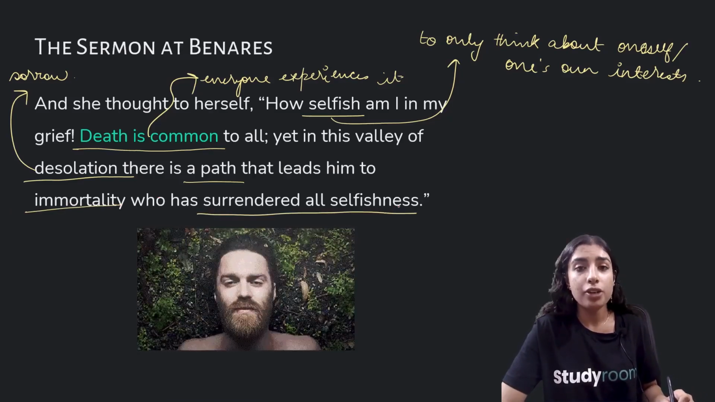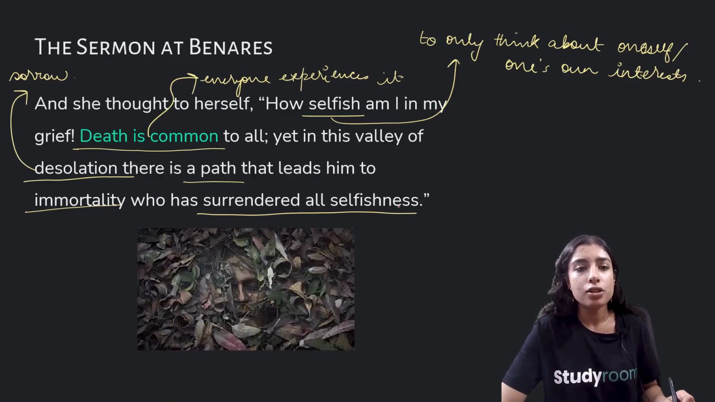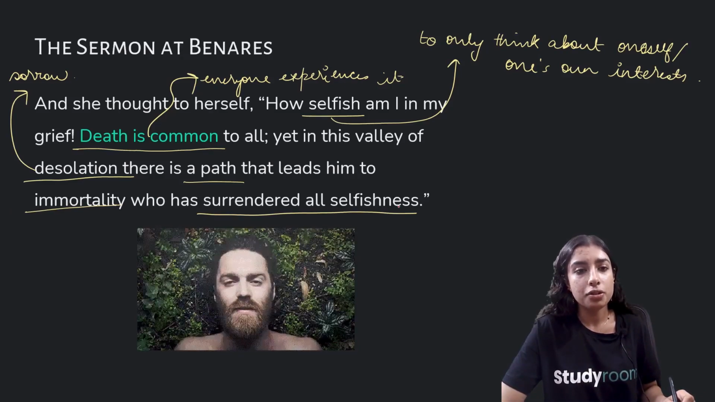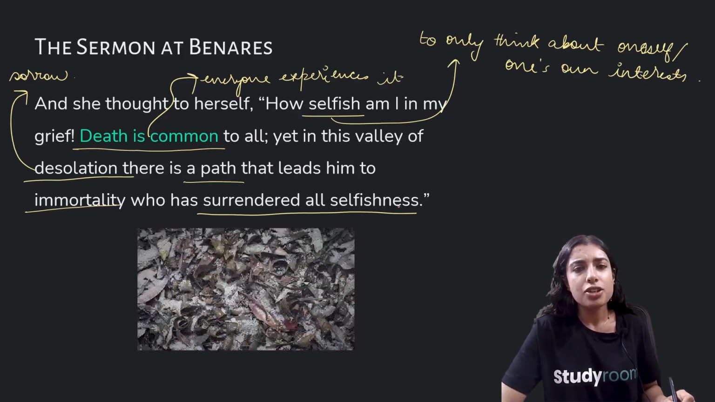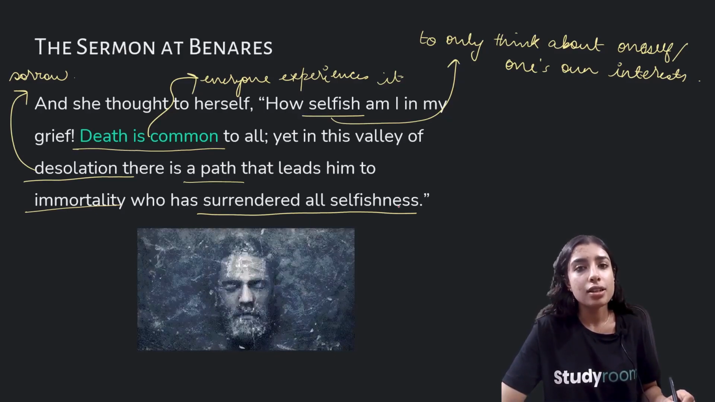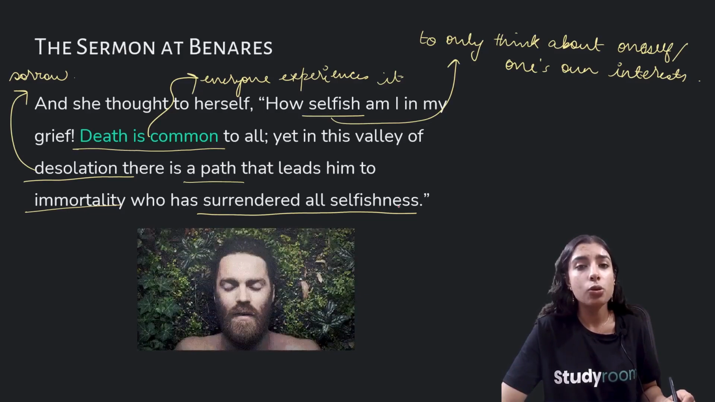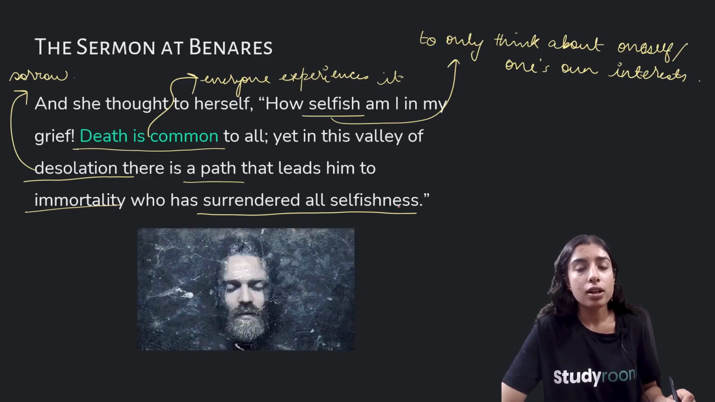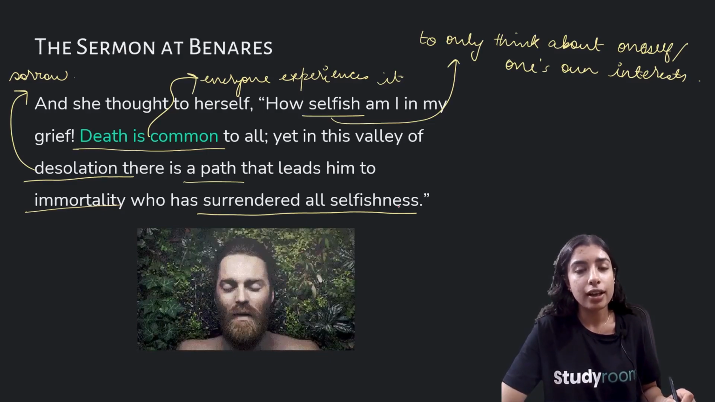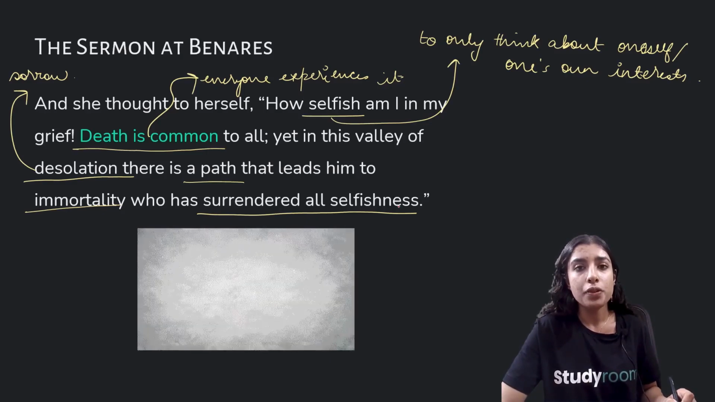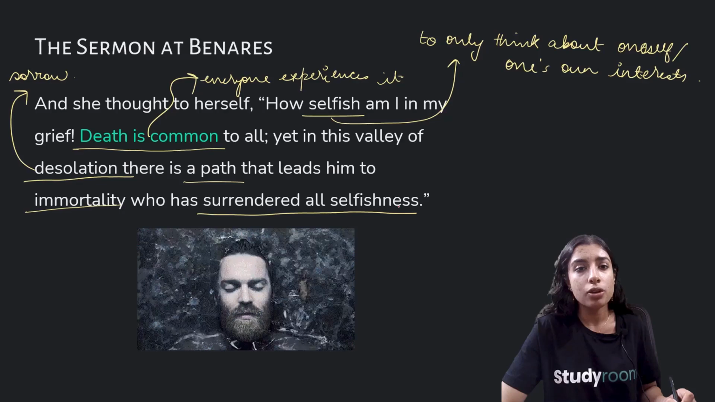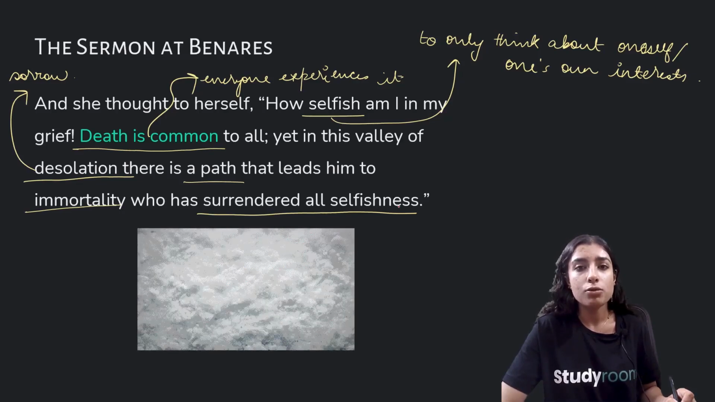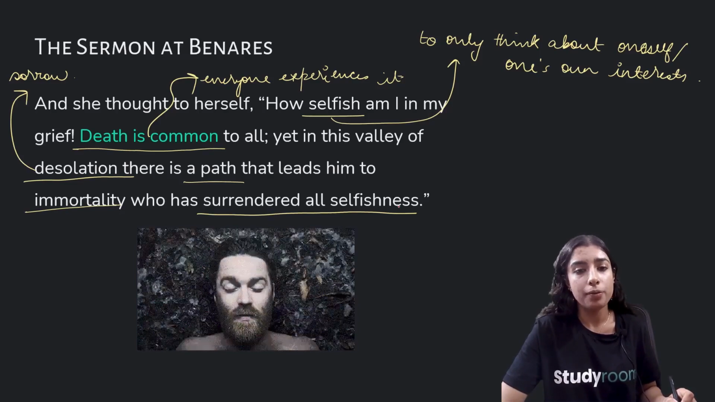So, upon realizing how selfish Kisa Gautami is being with regard to the sorrow that she felt about her son's death, she realized that it's not just her son who has died and it's not just her own grief, but there are a lot of people who have lost a loved one because of death, and they all grieve that. So, instead of being selfish about her loss, she realized that death and the grief which comes with it is in fact common to all.